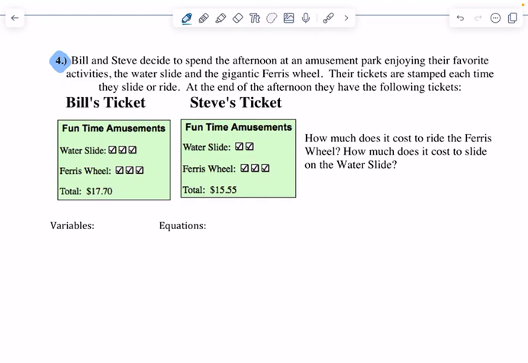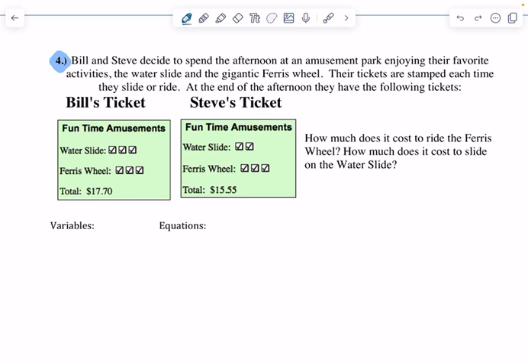All right, last example I'm going to do with you guys here is number 4. So Bill and Steve decide to spend the afternoon at an amusement park enjoying their favorite activities, the water slide and the gigantic Ferris wheel. So their tickets are stamped each time they slide or ride. So at the end of the afternoon, they had the following tickets. So you've got Bill's ticket there, Steve's ticket over here.